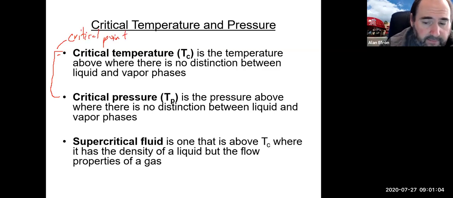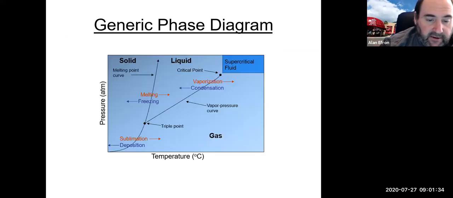So the critical point on a phase diagram is the temperature and pressure combination where you have something that has very similar properties to a liquid, but flows like a gas. That's what's known as a supercritical fluid. Again, it has properties like density similar to liquids, but it will flow very much like a gas.